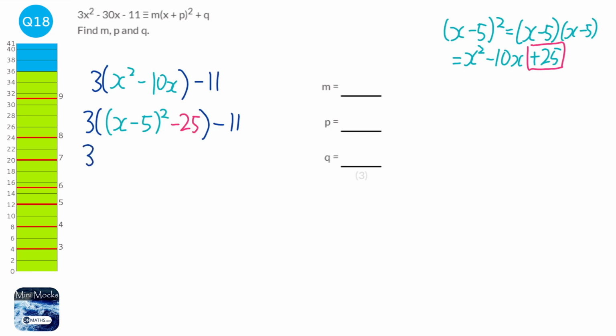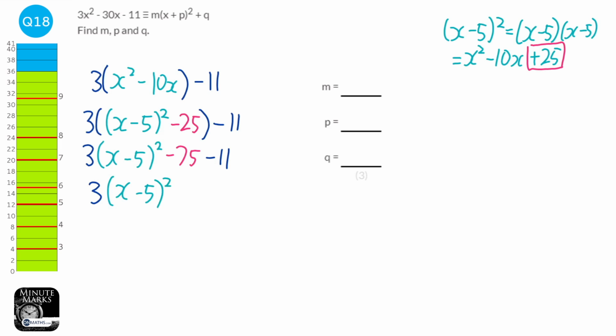Okay, so we need to get that minus 25 outside the brackets. So we're going to expand the brackets slightly, leaving the 3 on the outside. In fact, let's keep the color scheme going. So we're going to have the x minus 5 squared bit there. 3 times minus 25 is minus 75. And then we've got this minus 11 at the end. Okay, and we're very, very close to finishing. All we need to do now is sort out the minus 75 and the minus 11.